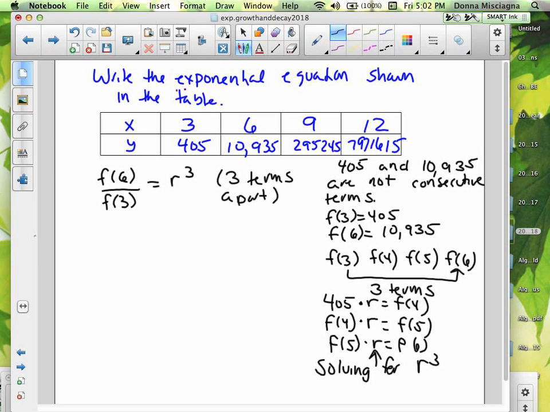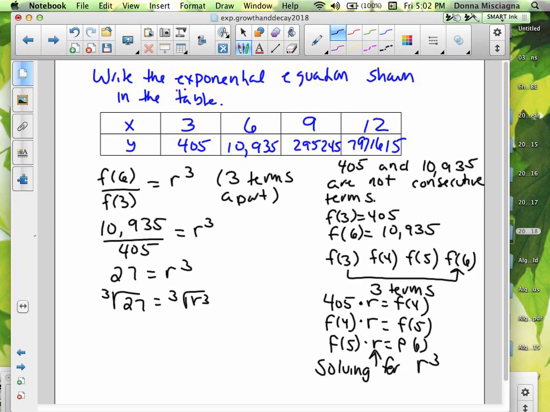All right, so let's plug in the values. We have 10,935 divided by 405 equals r cubed. And if you divide those out, you'll find out what the answer is. Feel free to, but it is 27. Now we take the cube root of 27, and we get our r. So r is 3, because the cube root of 27 is 3. So there's my r. Now I need to get back to my a.